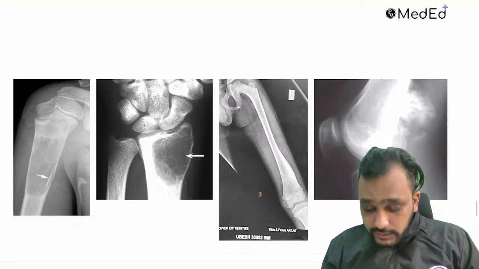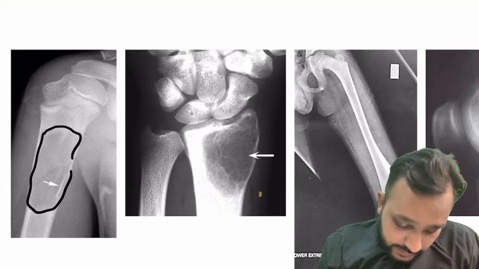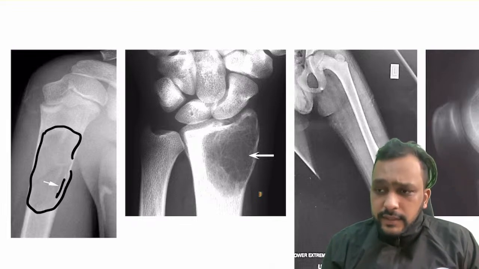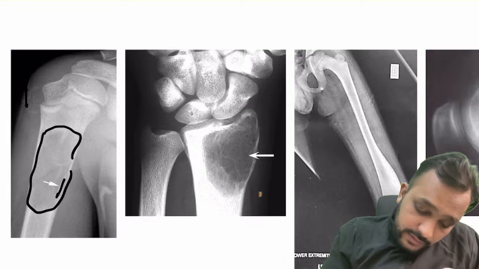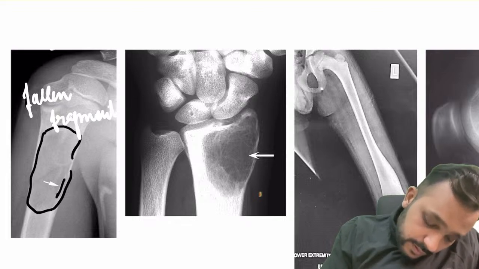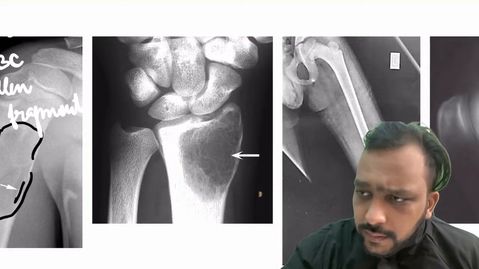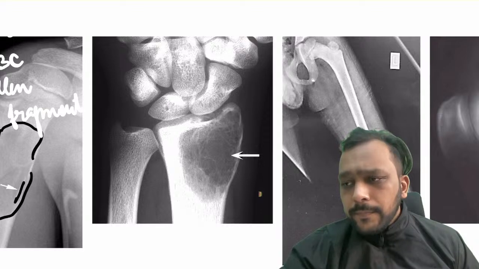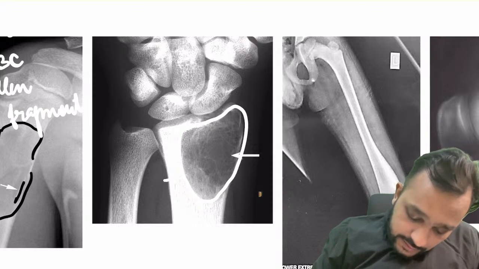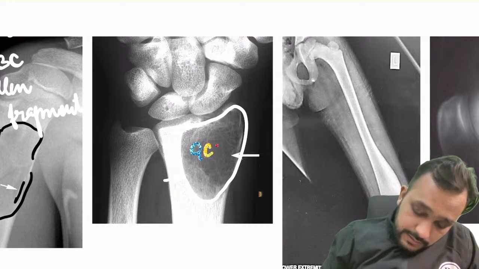Now let us have a look at a few other tumors. Here in this image we can see a lytic lesion involving the diaphysis of the humerus, and we can see a fallen bony fragment. This is the fallen fragment sign of simple bone cyst. In the second image, we can see a lytic lesion involving the epiphysis of the bone, and you can see that the growth plates are fused. So this is your giant cell tumor.